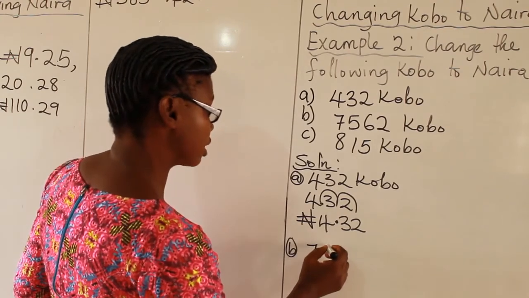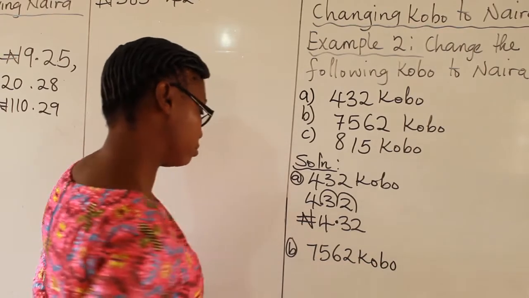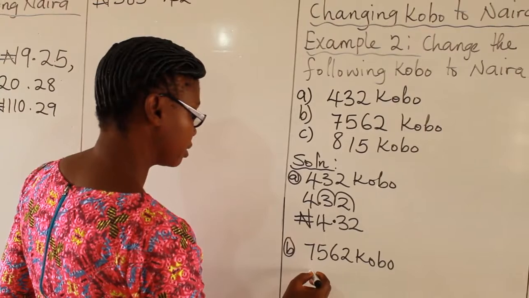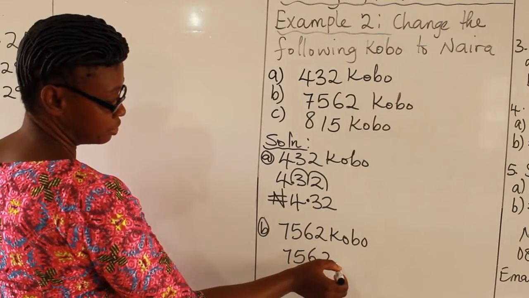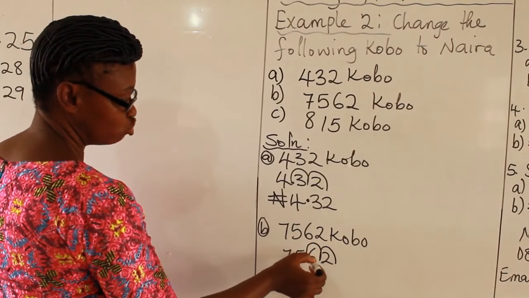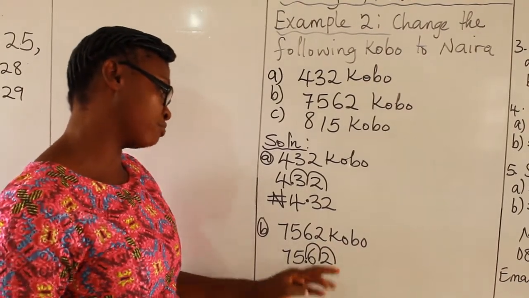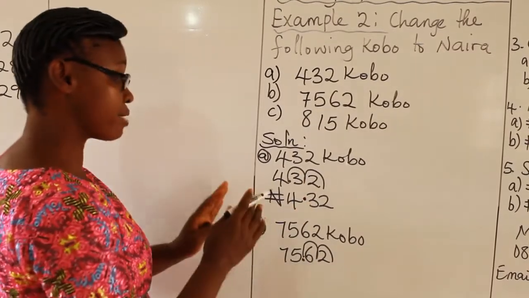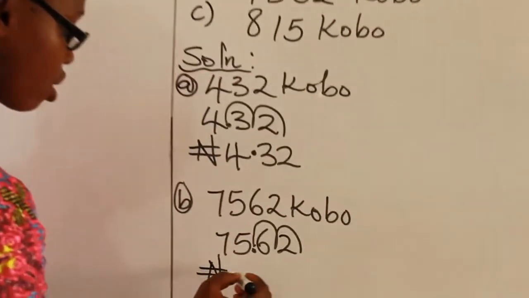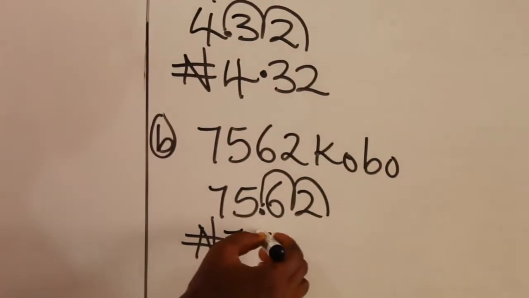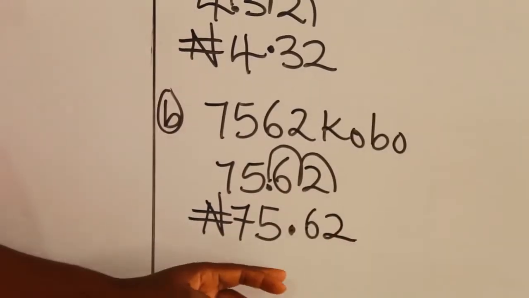I say you should change 7,562 kobo to naira. And the same thing you are going to do here, 7,562. From here, watch me, you count 1, 2. You fix your point. Don't forget, under kobo we have just 2 digits when you are writing it using naira. And so we have your naira sign comes in first, your 7, your 5, your point, your 6, and your 2. Can we read this number now?